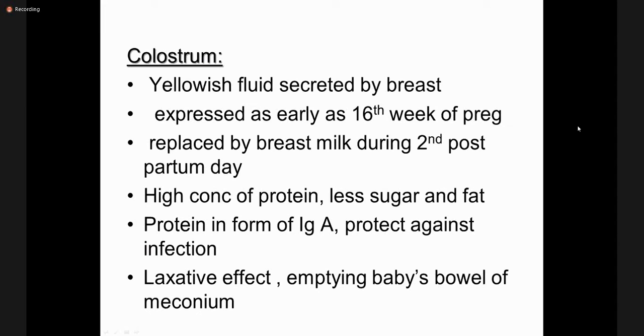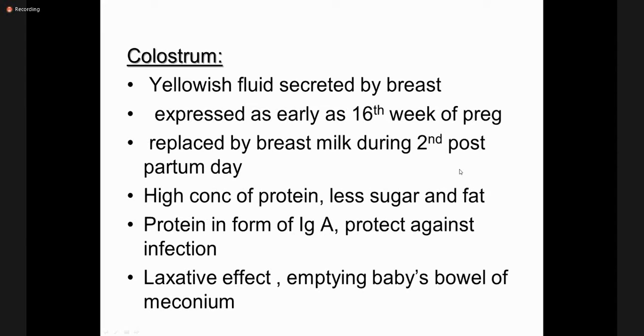Most patients think that, as the color is yellowish, it is not the actual milk, so they avoid feeding the baby during the first 2 days. If you get a station on breastfeeding and the patient comes to you on the day of delivery and is avoiding feeding the baby because of this yellowish fluid, you have to counsel her that this is healthy for the baby because it contains high proteins, and the proteins are immunoglobulins which protect the baby from infection. It has a laxative effect as well.